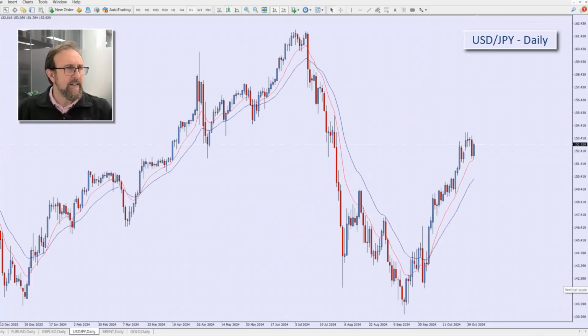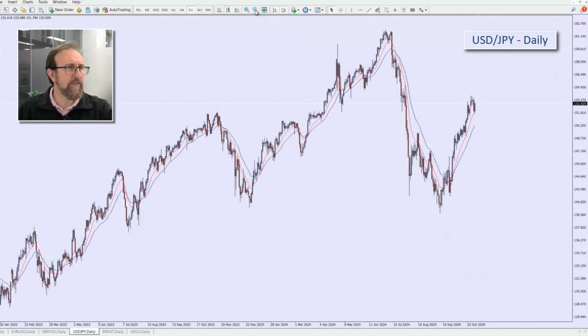US yen. Okay, US yen. We're in the middle of nowhere here. Let me just zoom out a little bit further so I can take a closer look. Okay, so this level here is kind of in no man's land. It's not really relative to anything.